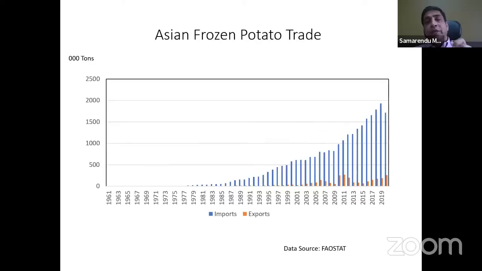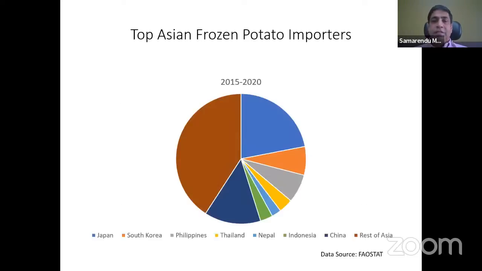But what is happening right now is the trading of frozen potatoes, frozen French fries and chips. You can see the increase in imports by Asian countries. As I told you, many Southeast and East Asian countries are starting to consume more and more French fries and chips, and they import those from Western countries, particularly Europe and the US. You can see the upward trend in Asian imports of frozen potato, which is going to continue to rise as we diversify food habits, become richer, and have more disposable income. We consume a lot more fast food, demand a lot more French fries and chips, and continue to import from other countries.